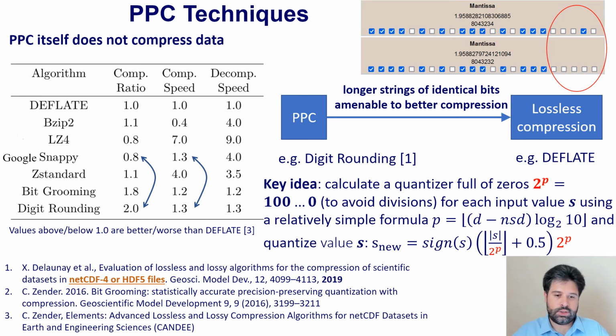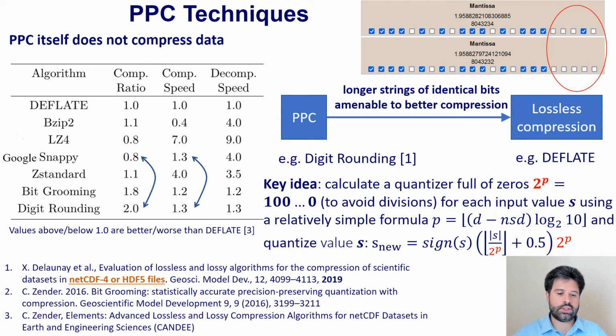PPC itself doesn't compress data. It creates longer strings of identical bits that are amenable for better compression. A typical pattern is to feed the PPC output to a lossless compression technique. For scientific arrays, this yields much higher compression ratios at relatively the same speed compared to general-purpose compression. Please compare Google Snappy and digit rounding as presented on this slide.